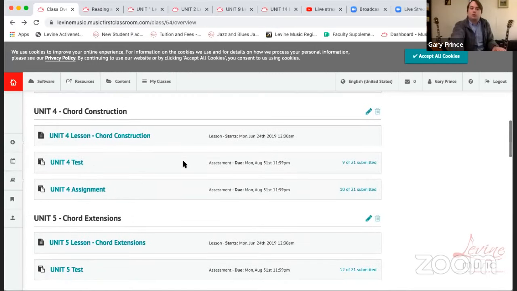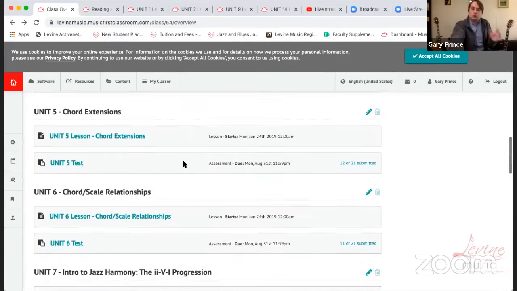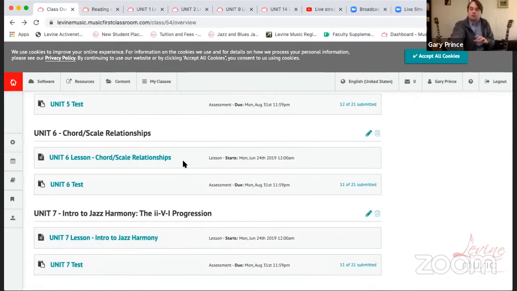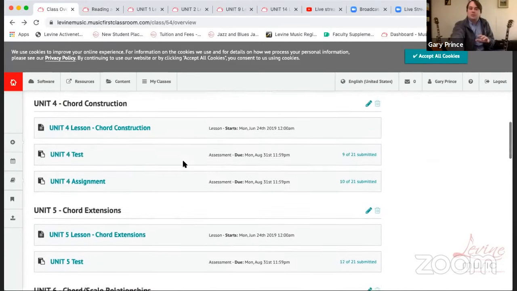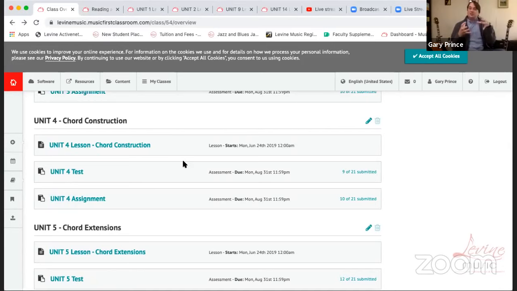From there, we talk about chord constructions, chord extensions, chord scale relationships. This is getting at kind of the center of what most people think about when they refer to jazz theory, which are the relationships between chords and scales. So when we have chords, a chord is a sequence of 3, 4, or more notes played simultaneously.